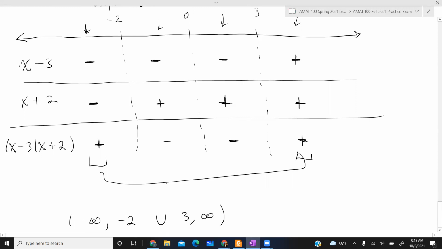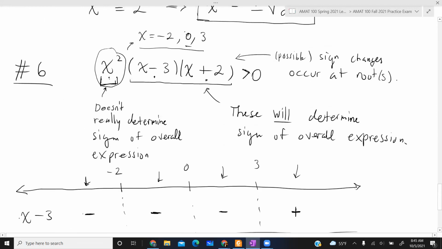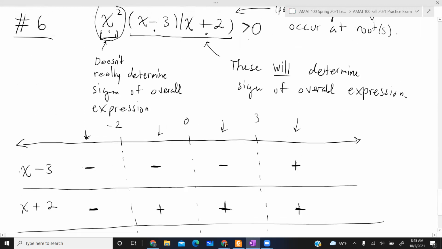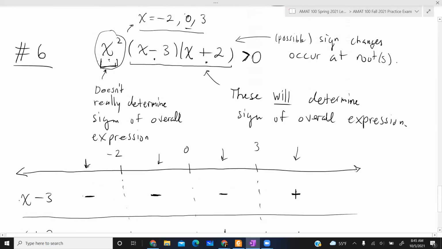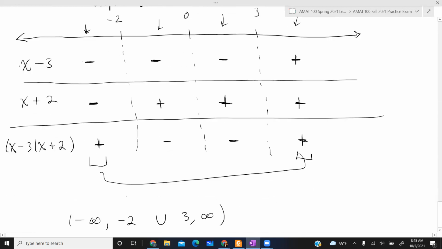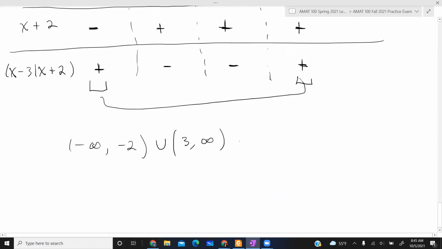Well, the answer is no, because you have to go back to the original inequality. The inequality is strictly bigger than 0. So if x were -2, this expression right here would be equal to 0, and 0 is not greater than itself. So you can't include the roots. So you have to use open parentheses. So this is the answer right here. This is the solution set.